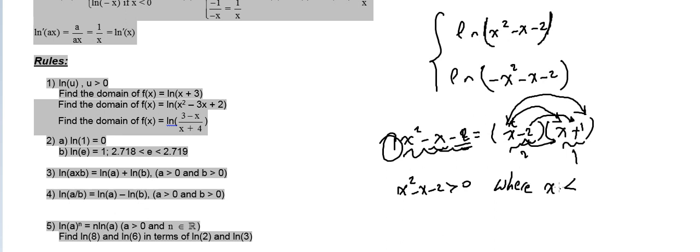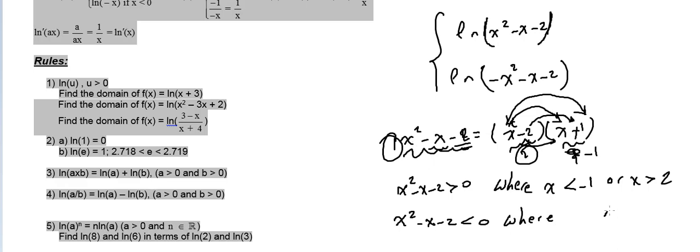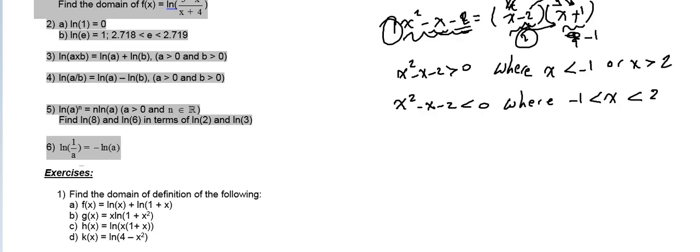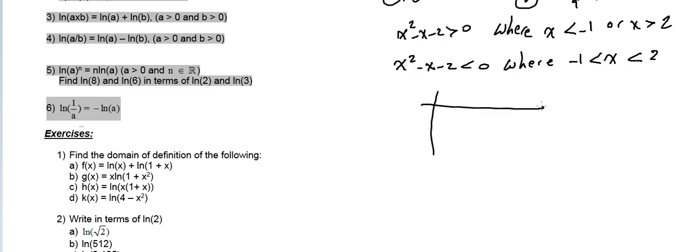So x squared minus x minus 2 is positive outside the roots, where x is less than the smaller one, which is minus 1, or x is greater than the largest one, which is 2. And it takes the opposite sign of a between the roots. A is positive, so the opposite sign is negative where x is between the roots, minus 1 and 2.